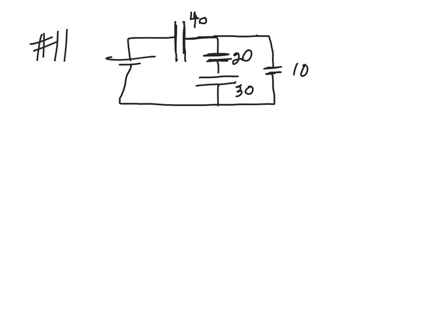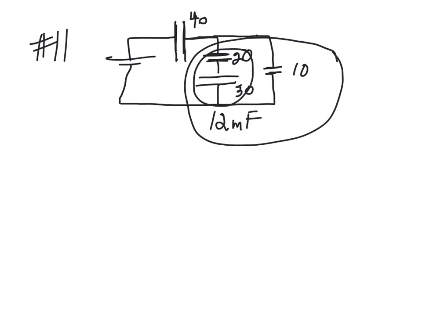So you can go back to the earlier video. We saw that a 20 and a 30 in series becomes a 12. When we do 1 over 20 plus 1 over 30, we get 12 millifarads. Remember, series, the result always ends up smaller than the smallest capacitor. But now this combined capacitor is in parallel with the 10. So they add, right? So the sum of those three is 22. Actually, that's the problem we did earlier.